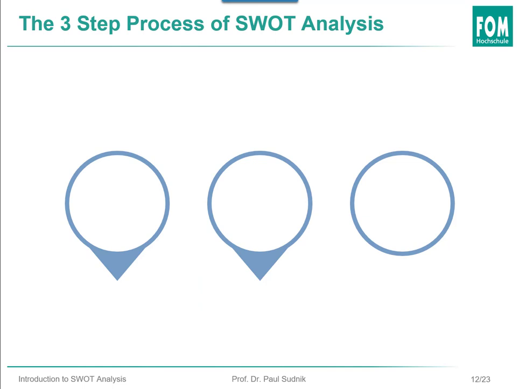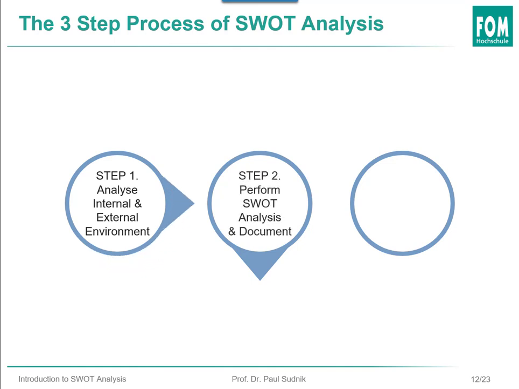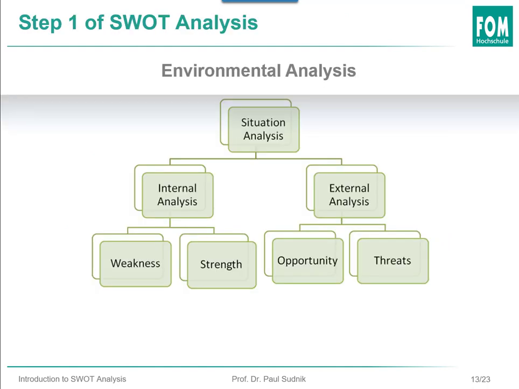The three-step process for making a SWOT analysis consists of firstly, analysing the internal and external environment, moving on then to perform the SWOT analysis and documenting it, before then going on to prepare an action plan and implementing those actions. As we look at the situational analysis of the organization in step 1, we want to look at an internal analysis of the company.